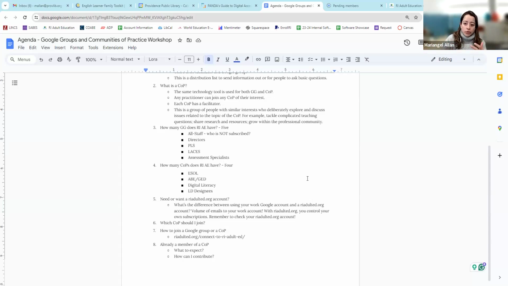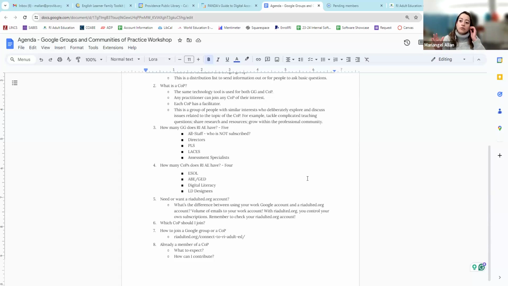And then deliberately we'll explore and discuss any issue related to the topic of the COP. For example, if they need to tackle a complicated issue, let's say that you are an ESOL teacher and you're having a particular problem in your ESOL class and you cannot figure this out. You can go to the ESOL COP and say, hey, I'm having this particular issue. Is anybody else going through the same thing? Does anybody have any advice?